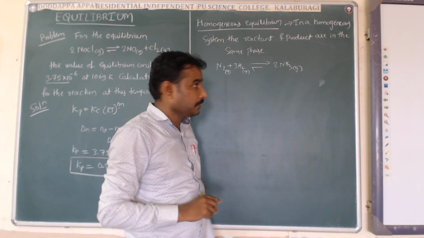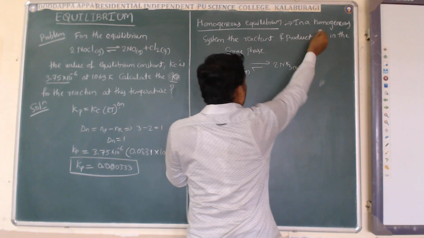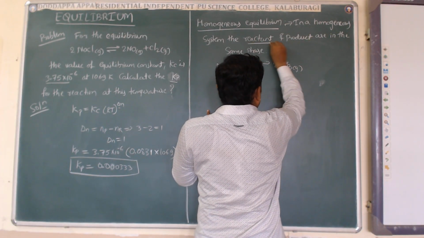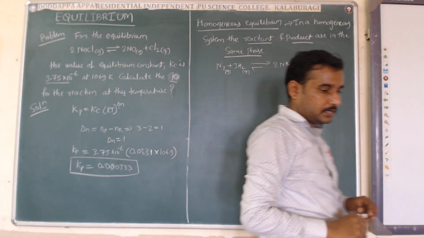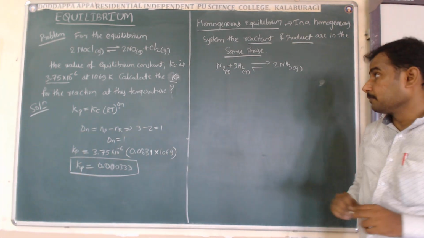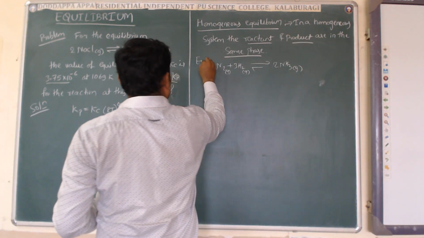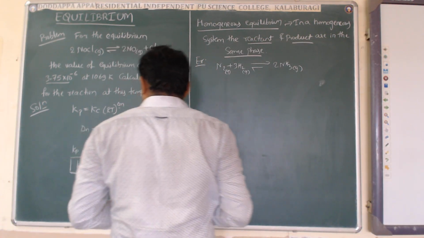You have to understand that in a homogeneous equilibrium, the reactant and product are in the same phase. That is called a homogeneous equilibrium. So this is the example for the homogeneous equilibrium.